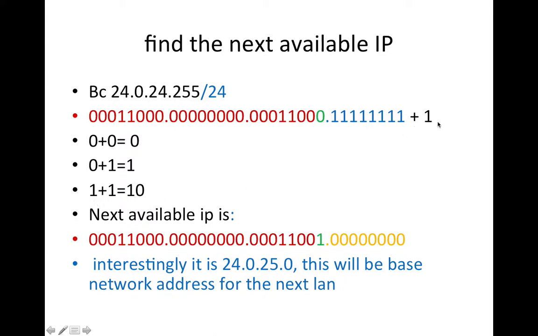Therefore, if I add 1 to this broadcast address, the result would be 0 and a carry of 1, all the way up to here. So here I have a carry of 1 from the previous add. So then the result would be 0 and the carry of 1. You can see the result here. Now, can you tell me what is the decimal representation of this number? Yeah, that's right. That's 24.0.25.0. This will be the base network for the next subnet.